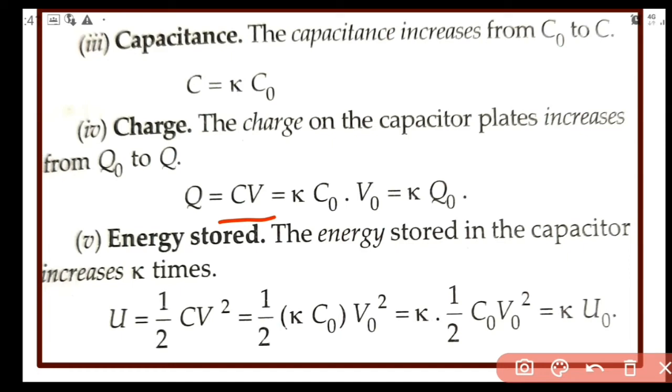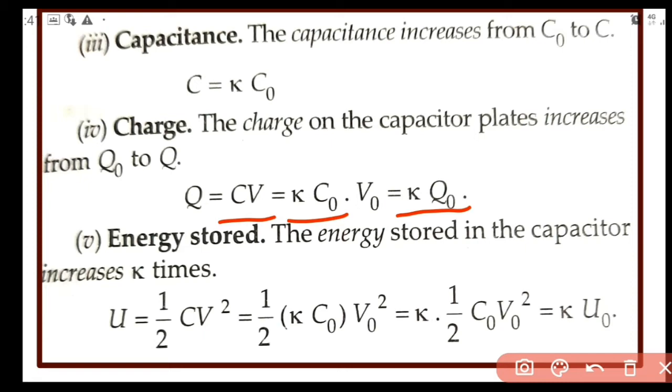And what about C? C has become KC0. So the equation becomes KC0V0. C0V0 is Q0. So it increases by a factor K, KQ0. Okay. So it gets multiplied by a factor K.